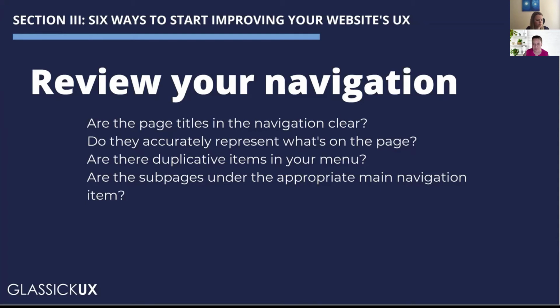You also want to make sure that it accurately represents what's on the page. Again, if I click on this link, is it going to take me to what I expect? Are there duplicative items in your menu? This is something I see often where people can't decide which bucket a page falls into, so they put it in both. However, if you sit back and look at it from a user perspective, that can be very confusing. Why are they in two different menu items? Are they different pages? Is there different content? I see it happen a lot.